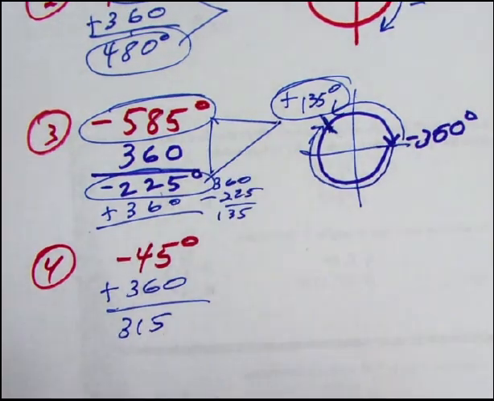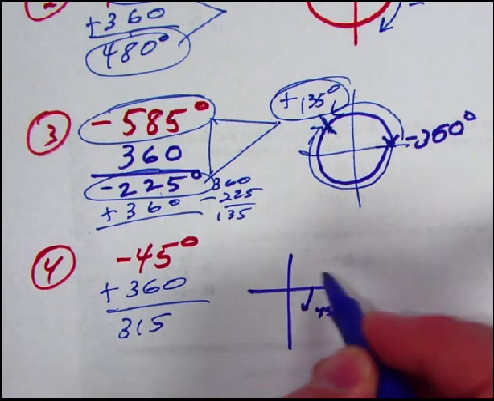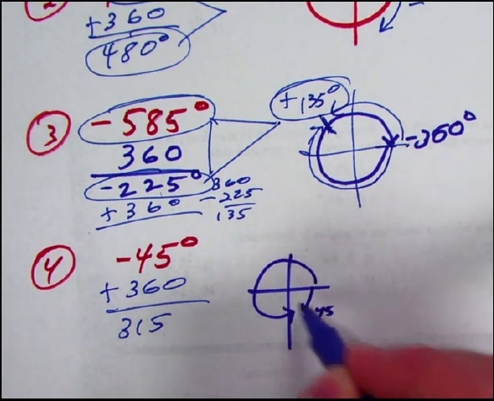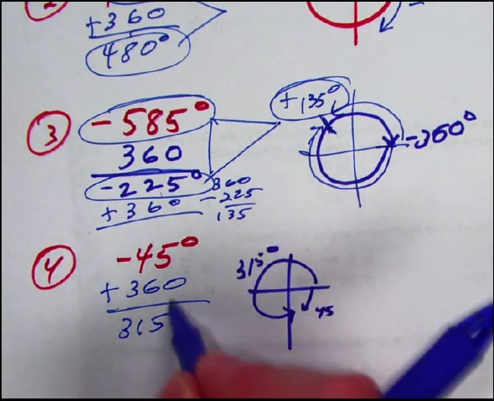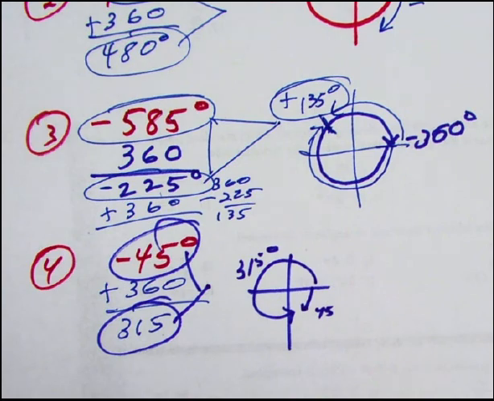So what that means is if I travel negatively 45 degrees, that's the same thing as traveling positive 315. Those two are your coterminal angles. If we were going to look at it from radians, the radian situation is a little bit different.